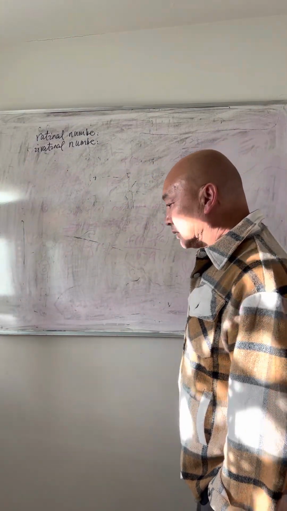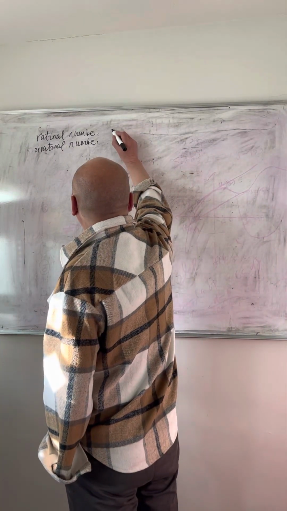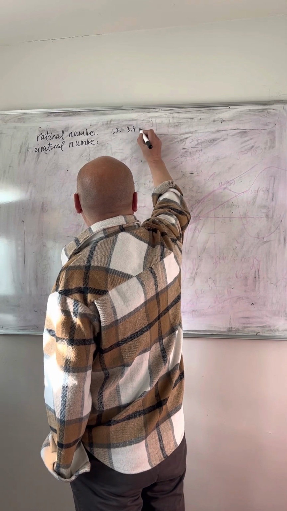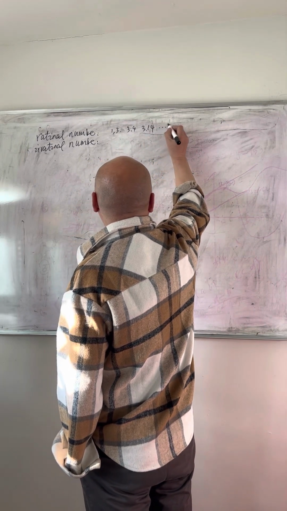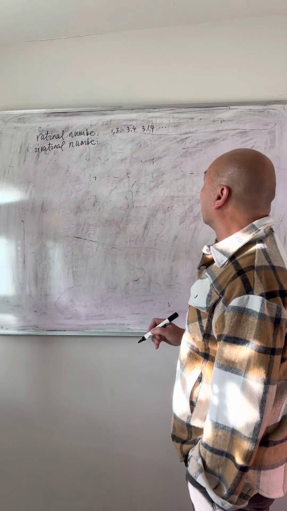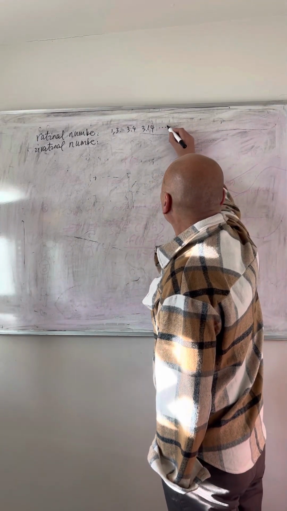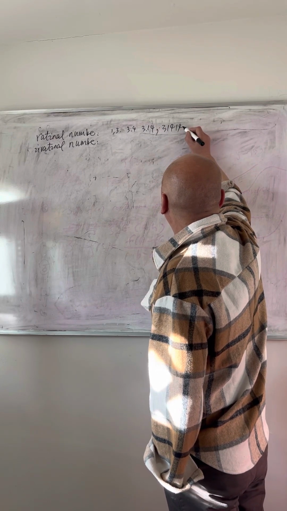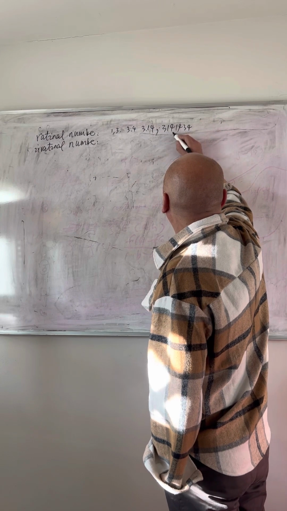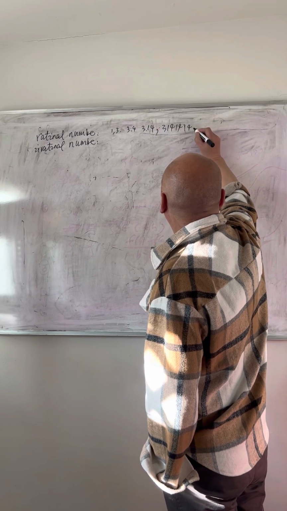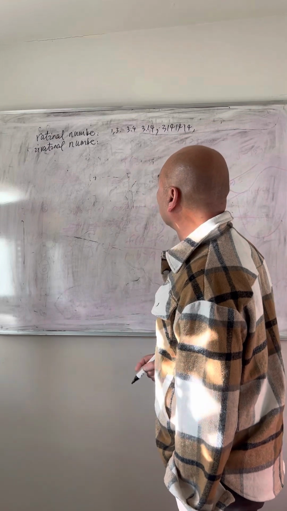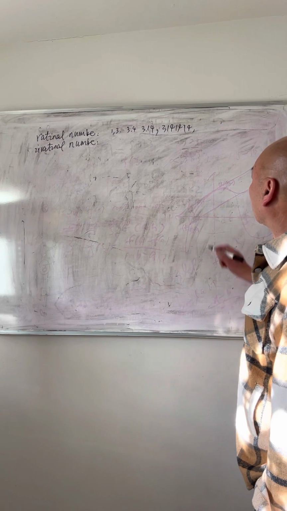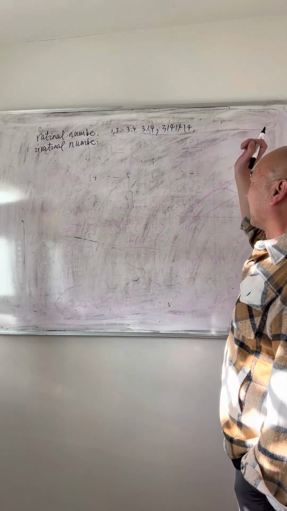Rational numbers are like 1, 2, 3.4, 3.14, something like this, right? Or more, like 3.141414, and so on. Also integers, even numbers, something like this.